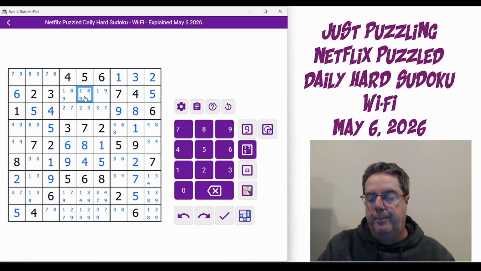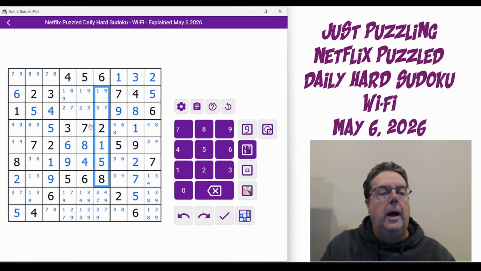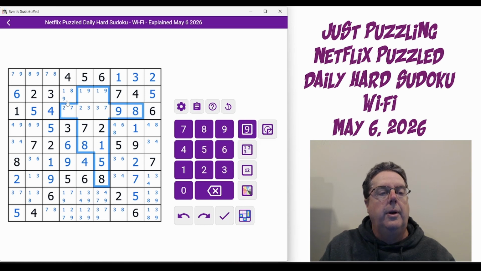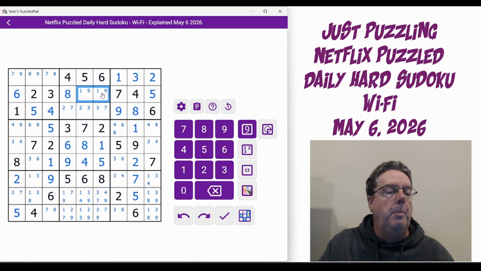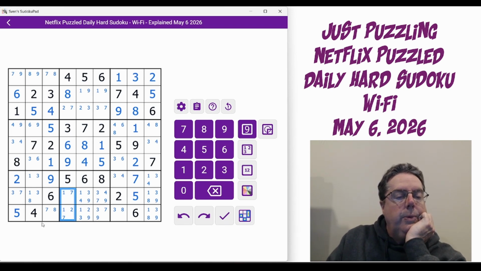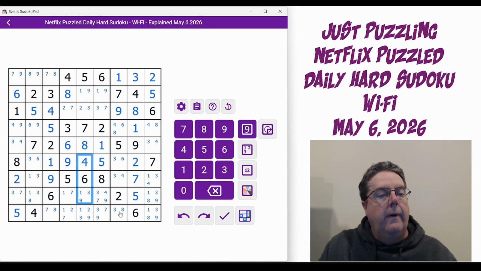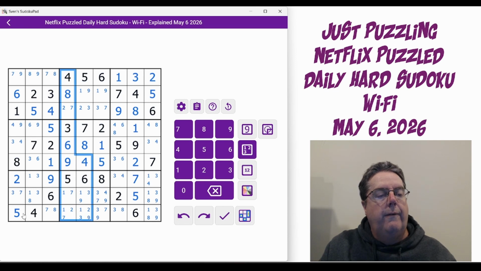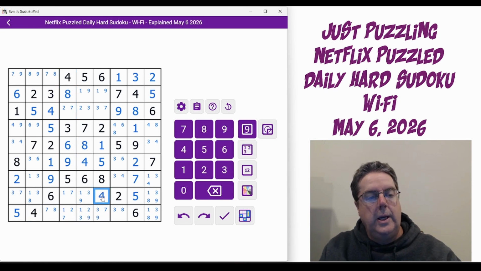8 can't be here. So 8 comes up here, 8 comes up here, 8 comes across here, so this is an 8 here, which makes sense because that was a 1, 9 pair. 9 comes down here, this can't be a 9. So 9's there, there and there. 1, 2, 7, 3, 7, 8, 1, 2, 3, 9, 1, 2, 3, so 4 can't be here. 4 comes down here, 4 comes down here, 4 comes across here. So this is a 4 here.